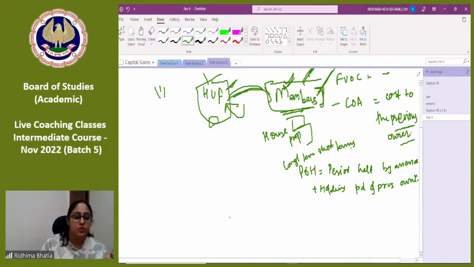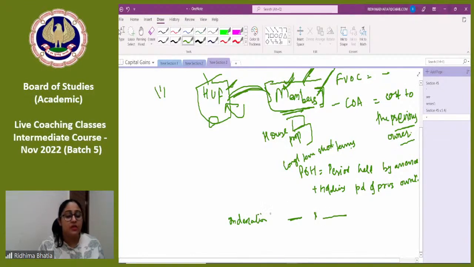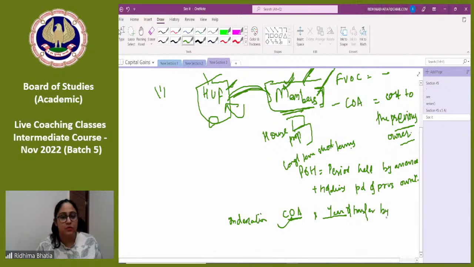How will indexation happen? Indexation will happen from the period. Think yourself as a member, okay? So from the period, cost of acquisition क्या आएगा? Cost to the previous owner. This is clear. Indexation period of holding जो ले रहे हो उसी का indexation लोगे. So here obviously would be the year of transfer by member, and here it would be the year when acquired by previous owner.